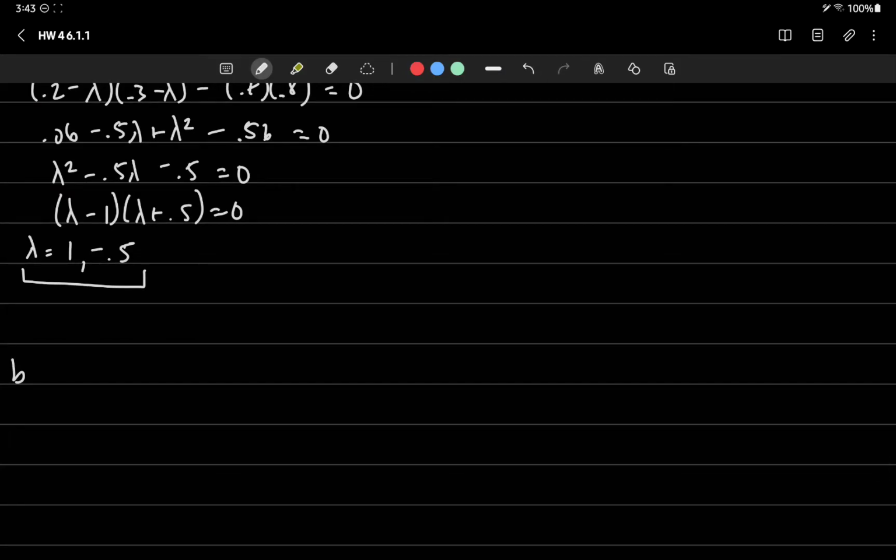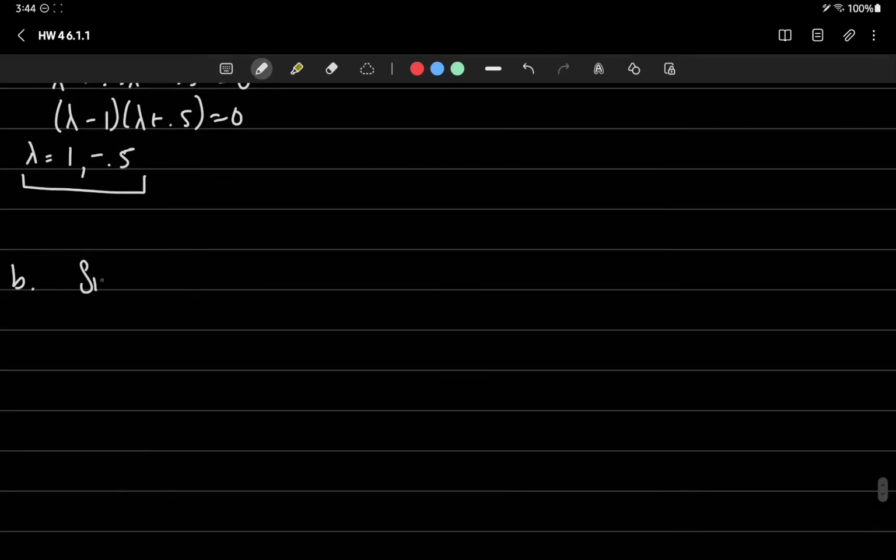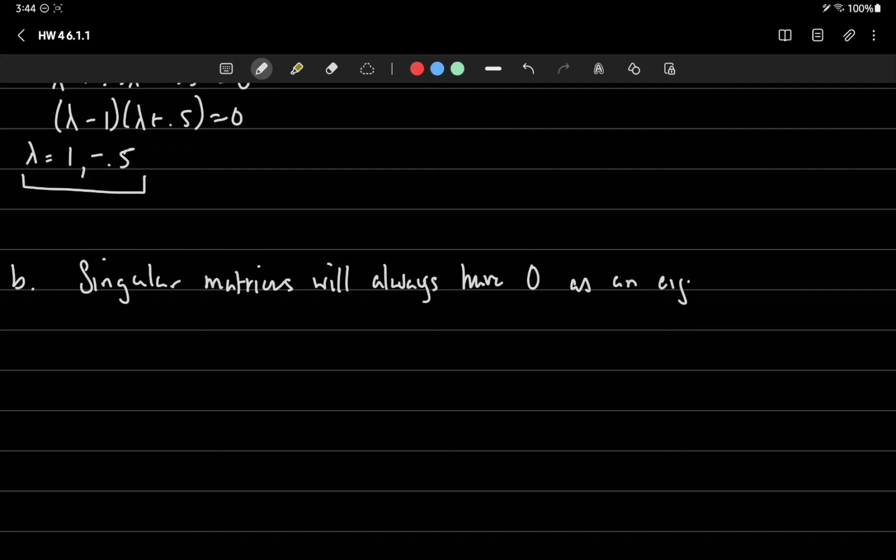Alright, lastly, let's move on to part B. For part B, we have to explain why a zero eigenvalue is not changed by elimination. So again, from section 6.1, we learned that singular matrices will always have 0 as an eigenvalue.